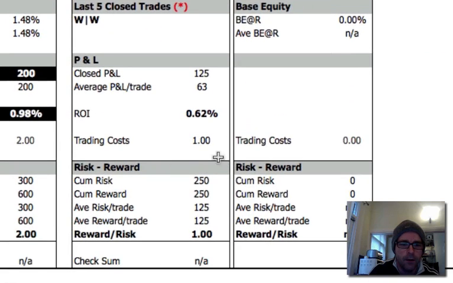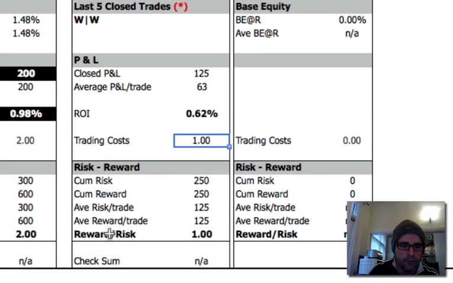Here's the P&L on the closed position. So you can see that I've closed 125 quid with an average P&L per trade of £63. My ROI on my closed positions is 0.62%. So that's effectively my total P&L divided by my account size. And in here we've got some trading costs.